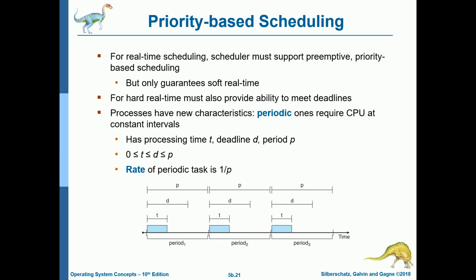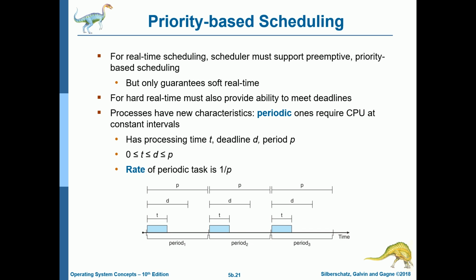Now, before we proceed with the details of individual schedulers, we must define certain characteristics of the processes that are to be scheduled. First, the processes are considered periodic. That is, they require the CPU at constant intervals, otherwise known as periods. Once a periodic process has acquired the CPU, it has a fixed processing time, which we'll call T, and also a deadline, which we'll call D, by which it must be serviced by the CPU.